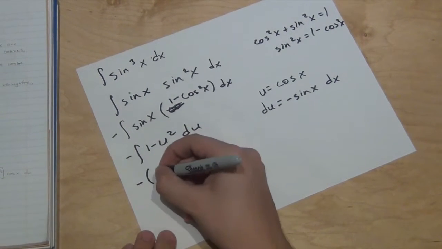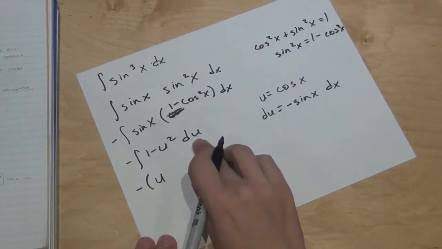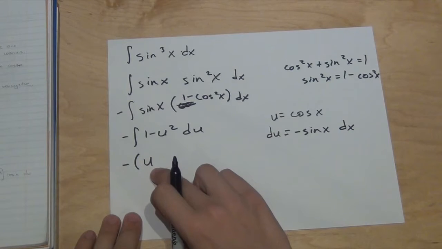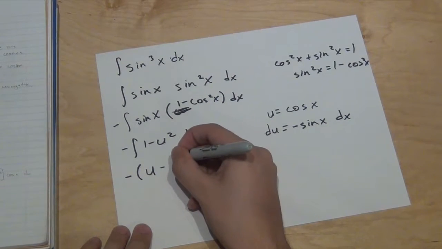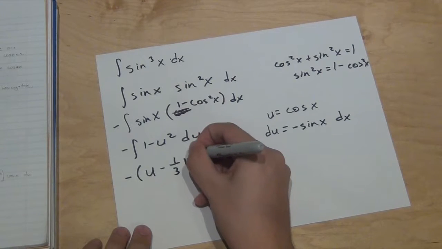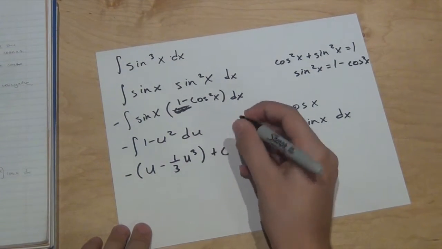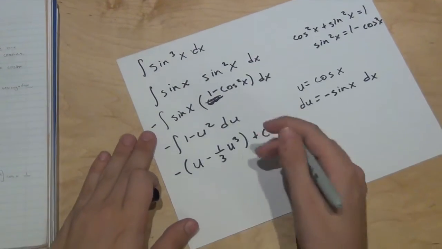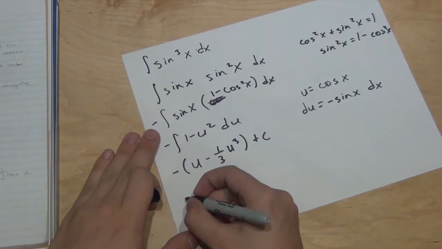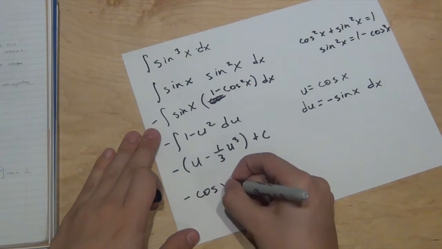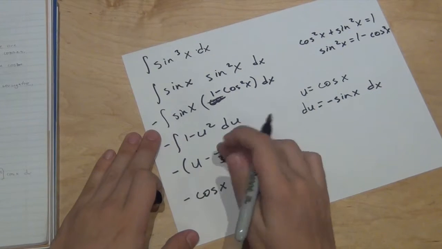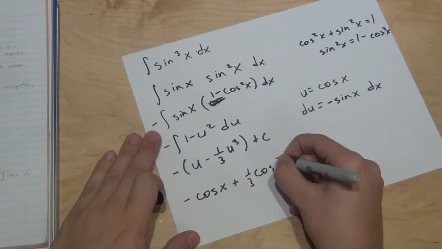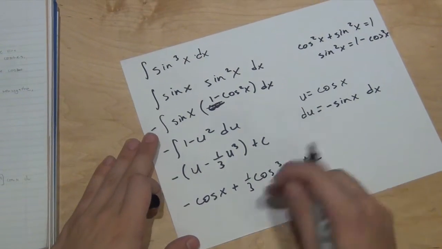So we have negative u, because we're integrating in terms of du, not in terms of dx. It's going to be u minus, and remember, raise the power divided by the power, so 1/3 u cubed, always plus c, don't forget that plus c, guys. Now we're going to just plug cosine of x back into our equation. So we have negative cosine x plus, don't forget to distribute the negative, plus 1/3 cosine cubed x plus c, and this is our final answer.